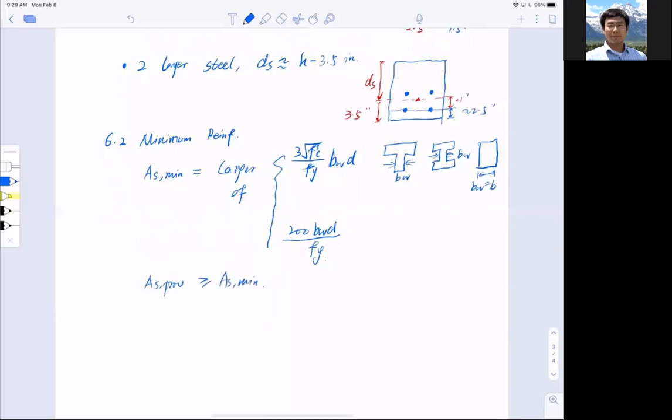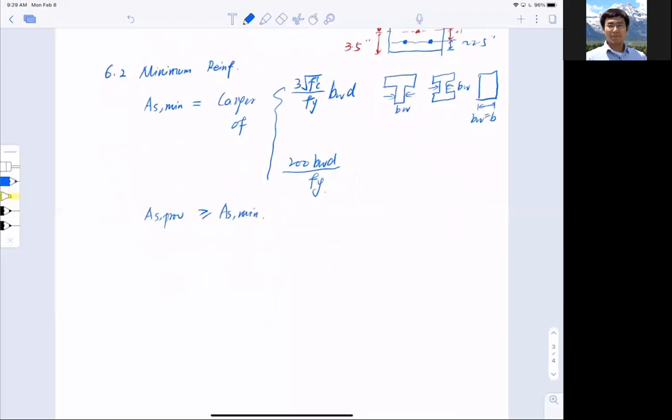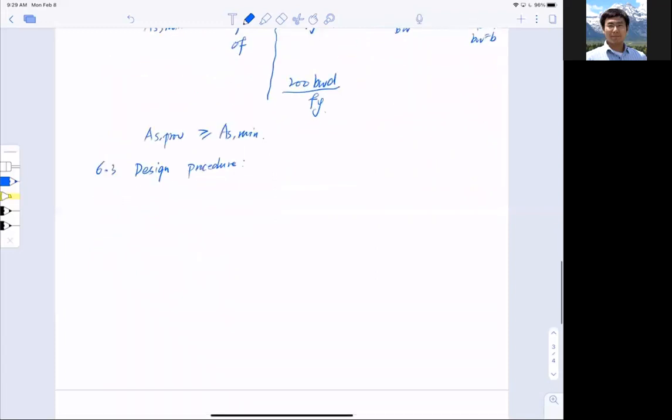That's a given. So even if you don't do any analysis, I have a section, I don't even bother, I put the minimum reinforcement in it first. That's what you do. After that, we can go into the official formal design procedure. So what is the formal design procedure?